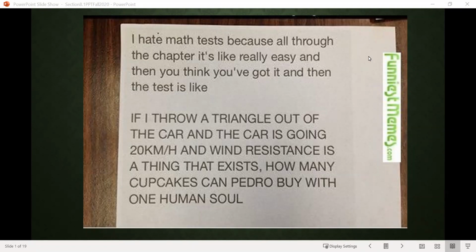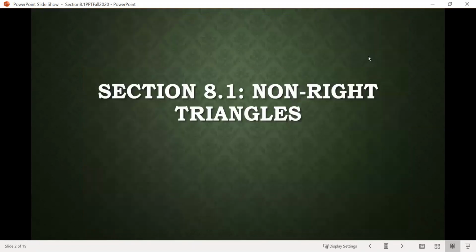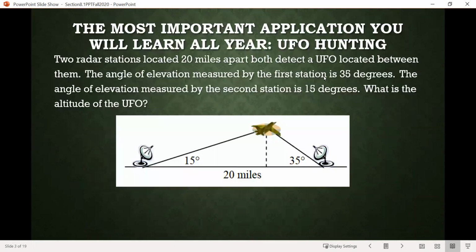And yeah, let's take a look at what we're going to be dealing with here. So in section 8.1, we'll be looking at non-right triangles and different ways we can solve problems actually using trig, but in non-right triangles. So let's look at an application.